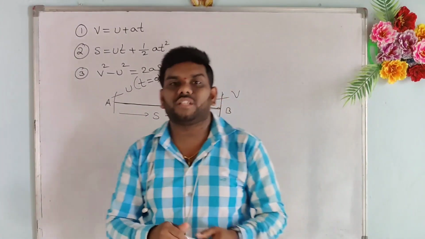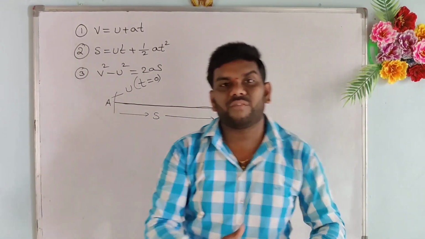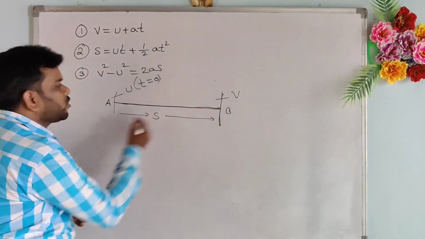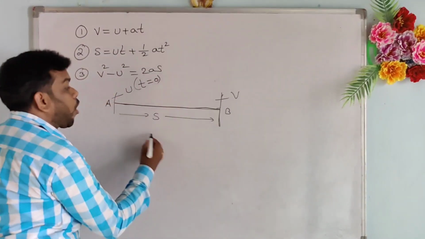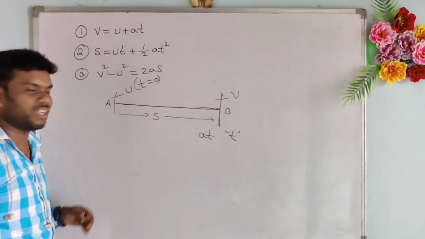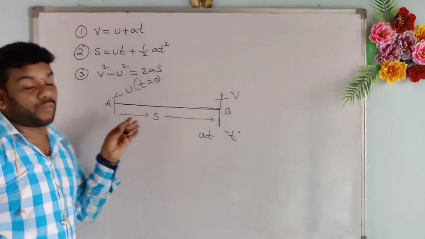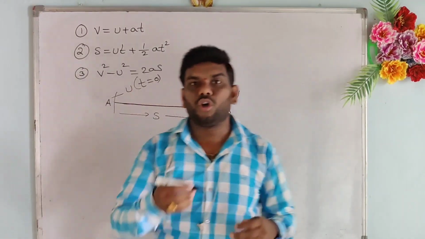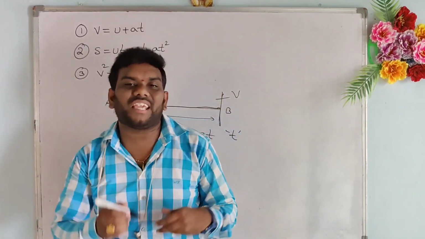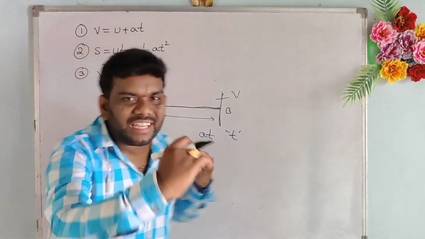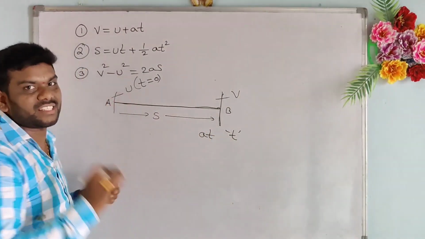The body reaches point B at time T, through a distance S. So the body starts with initial velocity U at T equal to 0, and reaches point B at a certain time T through a distance S.